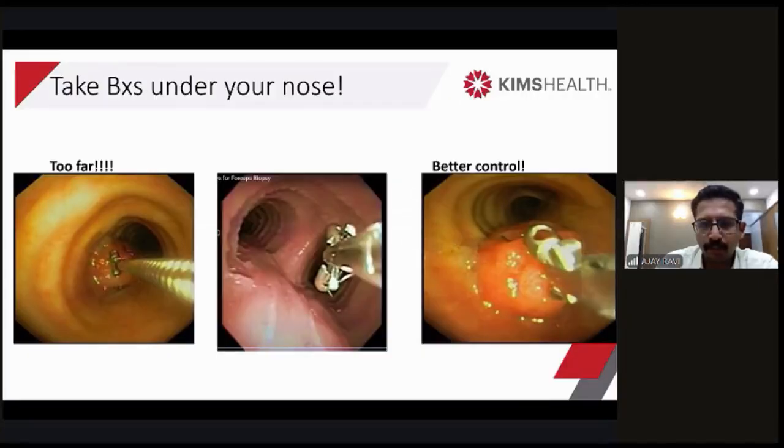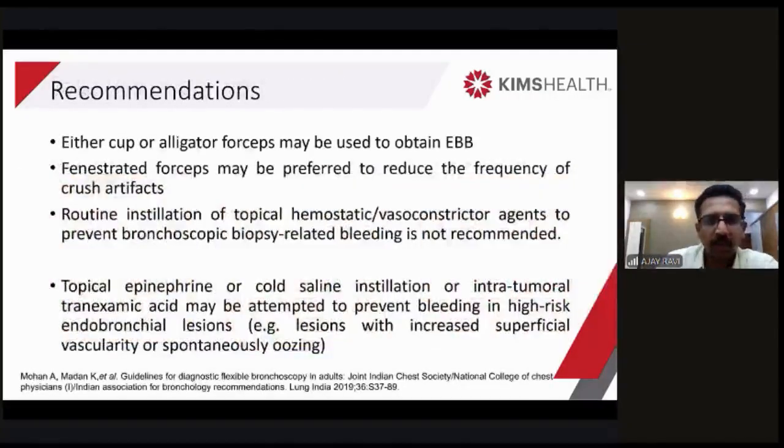And once the forceps is near the tip of your scope, you move your scope and forceps as a single unit so that you have control of your forceps. Because if it is pushed distally, there is no control over where the end of the forceps goes. But if it is moving as a single unit, you can control and manipulate and take a biopsy from where you want.